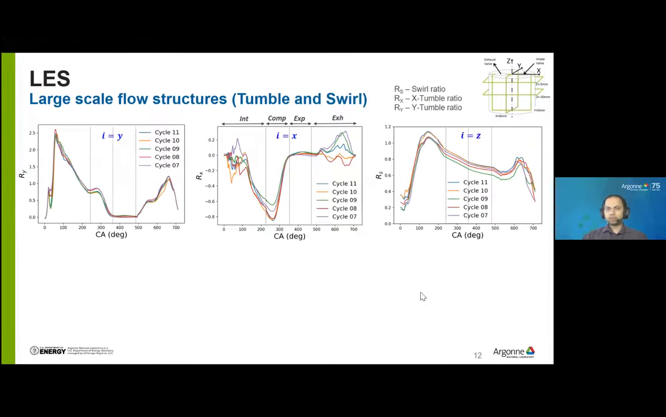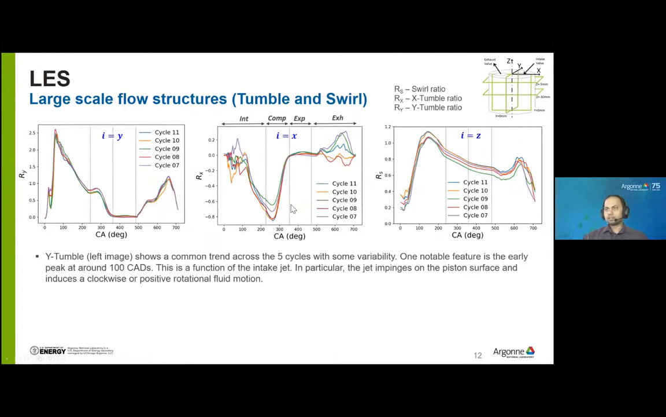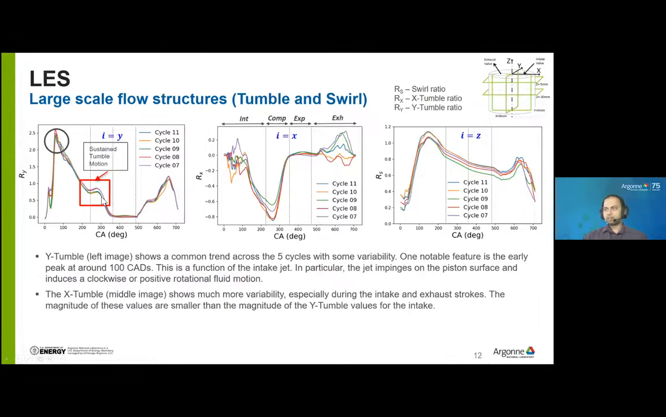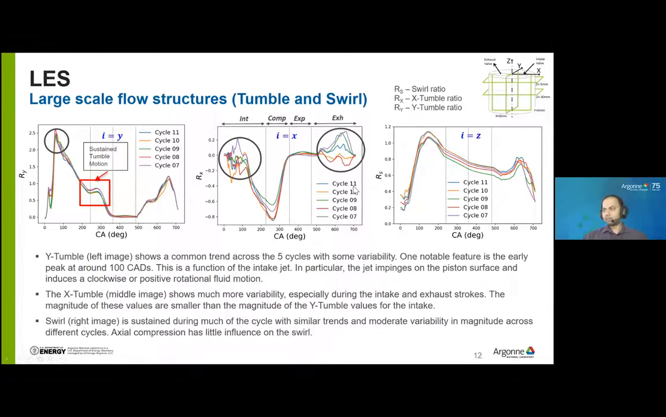We also looked at the large and small scale flow features. This shows the swirl ratio, and the X and Y tumble ratios for different cycles. If you look at the Y tumble, it shows pretty low cyclic variability across the five cycles, with some variability, especially during the early intake and also when the intake valve is completely open. Looking at the tumble structures, we see the largest variability when the jet impinges on the piston surface. There's also a sustained tumble motion seen right after the intake valve is closed. For the X tumble, there's much more variability during early intake and early exhaust. For the swirl ratio, we don't see too much variability; all the cycles behave pretty similarly, but there is some variability. This is something we're looking into in more detail now.